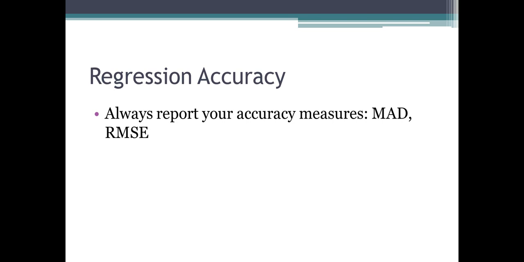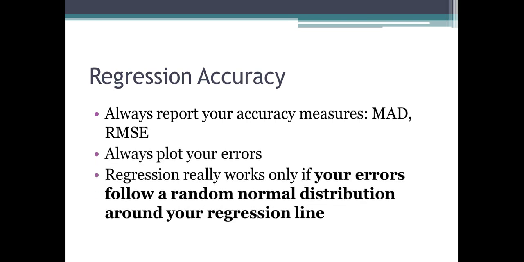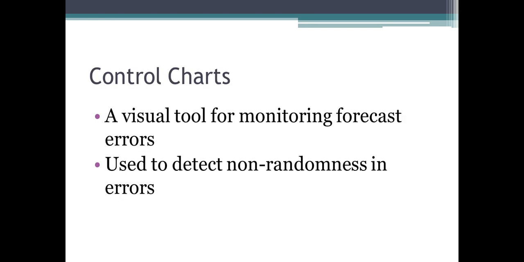Also, one more thing you should do, given that you have good R-square, MAD, and RMSE values: before you relax and go ahead and use your regression model, you have to always plot your errors and at least visually check that your errors follow a random distribution without patterns. Forecasting only really works if the errors are random and normally distributed around your regression line. In this class, we're not going to check for normality, but at the very least, we will do a visual check for randomness by using control charts.